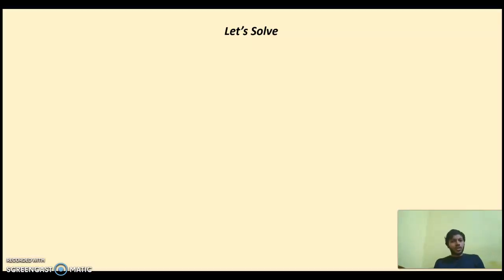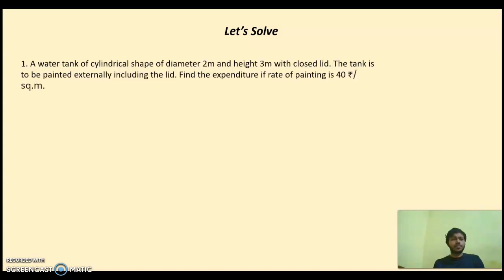Now we are going to solve a sum related to the formulas we have seen for the curved surface area and the total surface area of the cylinder. A water tank of cylindrical shape, diameter 2 meter and height 3 meter, is with a closed lid. The tank is to be painted externally including the lid. Find the expenditure if the rate of painting is 40 rupees per square meter.